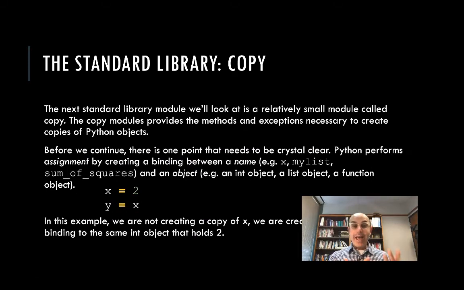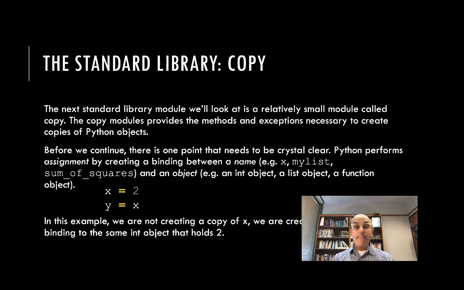Okay, now we are taking a step further with regard to copy. The idea of a copy is that the module provides the methods necessary to create copies of Python objects. Before we continue, there is a really important issue I need to clarify. Python performs assignment by creating a binding between a name and an object. A name can be my_list or sum_of_squares. An object is a list object or a function object.